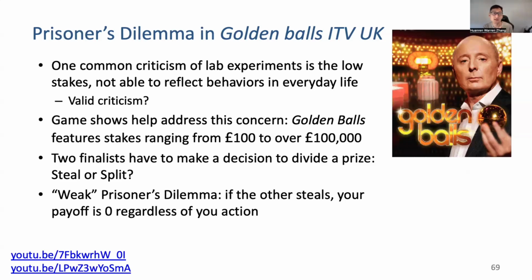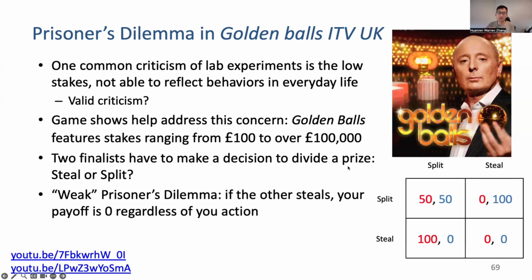So here is one famous game show called Golden Balls that was broadcast in the UK. There are different stages of the game, but the last stage of this game is just a prisoner's dilemma, right? So here, Golden Balls features very high stakes, ranging from 100 British pounds to over 100,000 British pounds. Basically, at the last stage of this game show, two finalists have to make a decision to divide a prize, whether to steal or split.